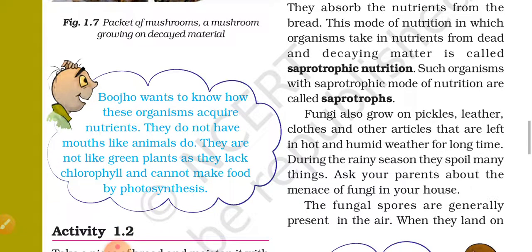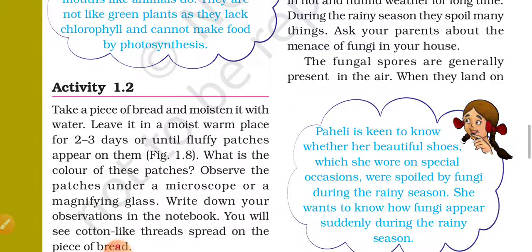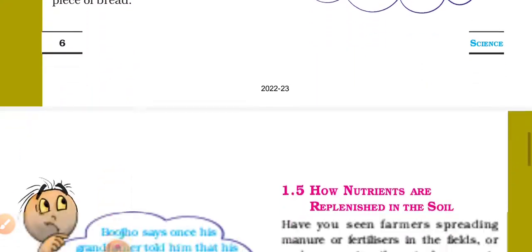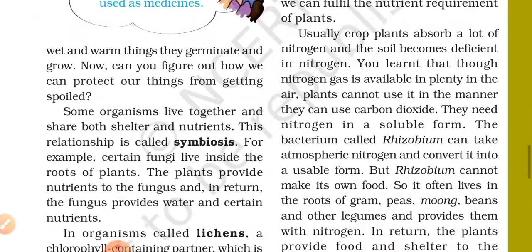Fungi also grow on pickle, leather, clothes, and other articles that are left in hot and humid weather for a long time. During the rainy season, they spoil many things. Ask your parents about the menace of fungi in your house. The fungal spores are generally present in the air. When they land on wet and warm things, they germinate and grow. Now, can you figure out how we can protect our things from getting spoiled?